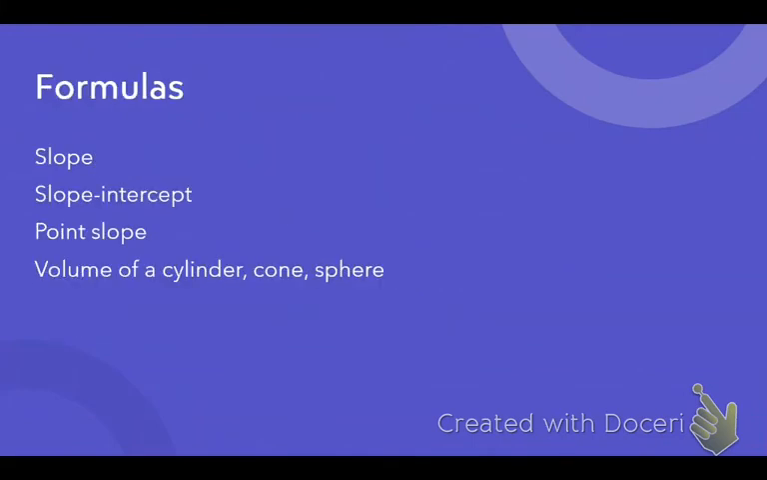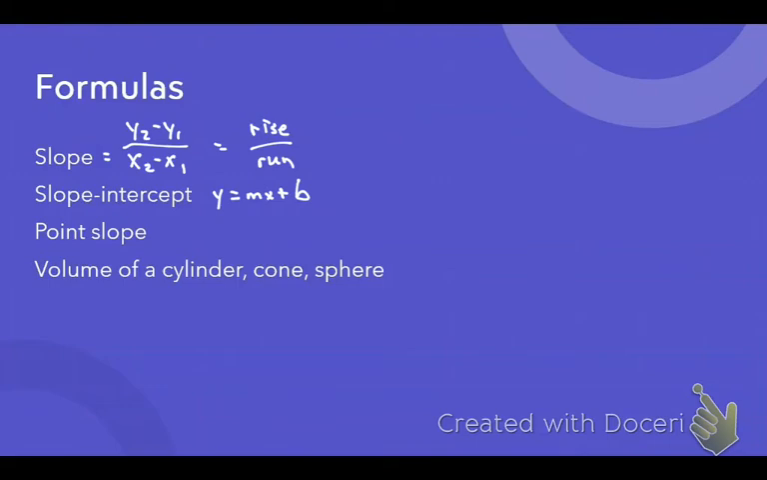All right, formulas. Let's go over our formulas. What is my formula to find slope? y2 minus y1 over x2 minus x1. We also know this as rise over run on the graph. Okay? You're going to need to find slope on your test. What about slope intercept? Y equals what? mx plus b. Let's say it together. Y equals mx plus b. You have to know that.